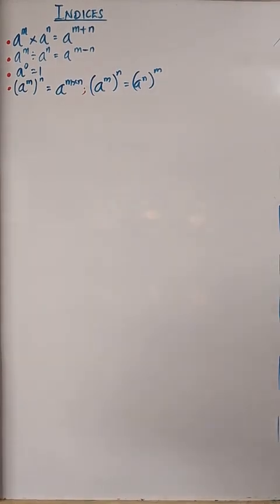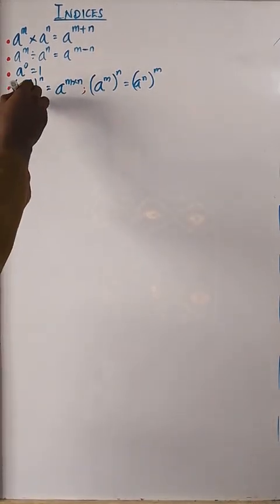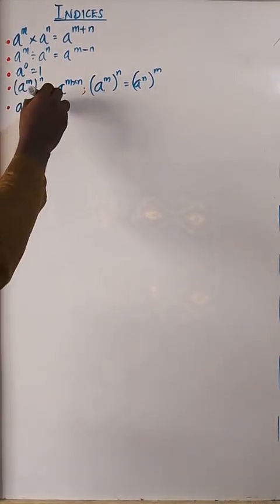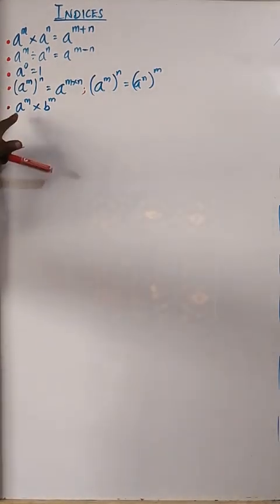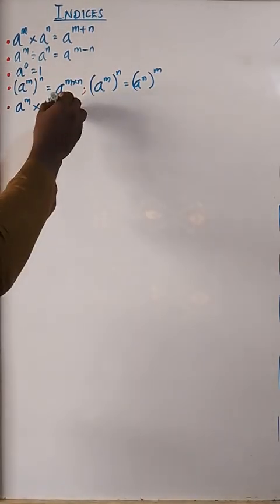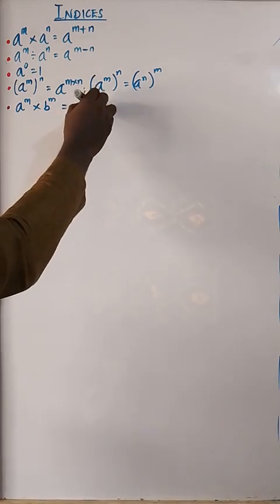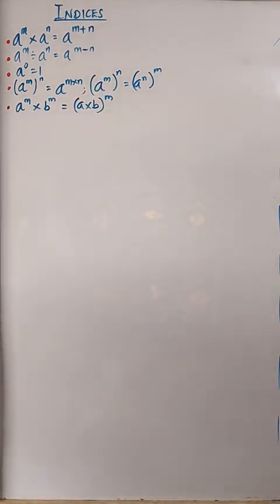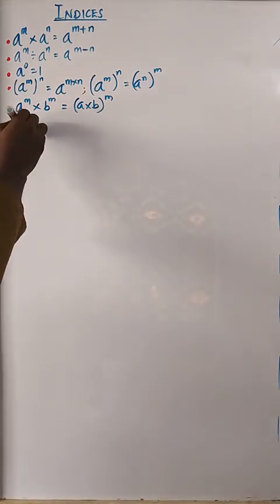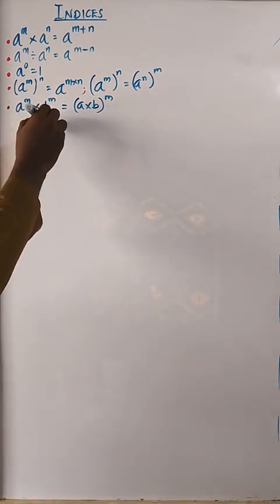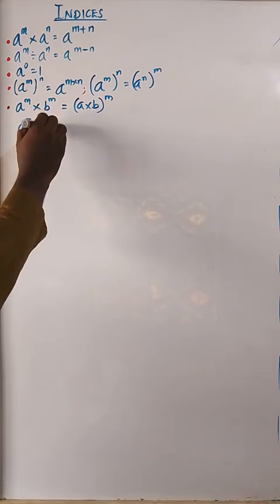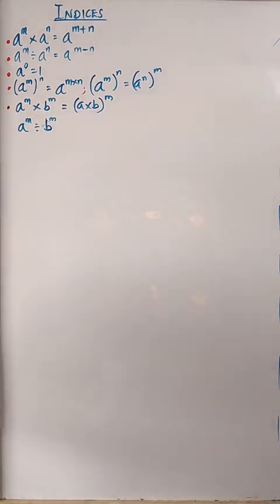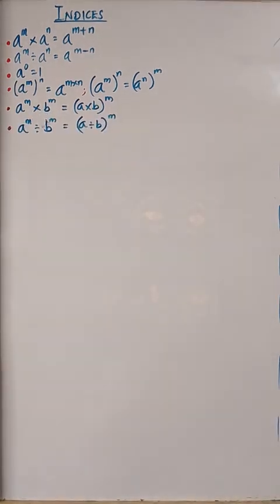Now, law number 1 was same base, different power. What if we have same power, different base? I have, let's say, a raised to power n times b raised to power n. Opposite to law 1, this time the bases are not equal, but the powers are equal. So the law says the answer is a times b, all raised to power n. It's as though we are factorizing the power. Same thing goes for division. If I have a raised to power n divided by b raised to power n, different bases, same power, the law still holds, we factorize the power.